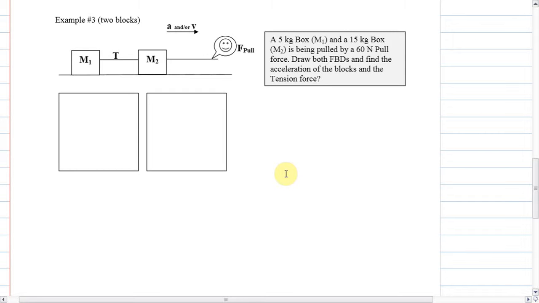Hello, class. We're going to try example number 3. So, this is on how to do systems. Okay, here we go. So the first thing that you do is draw your free body diagram.